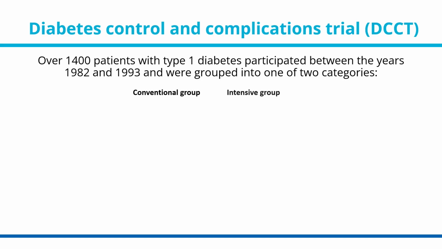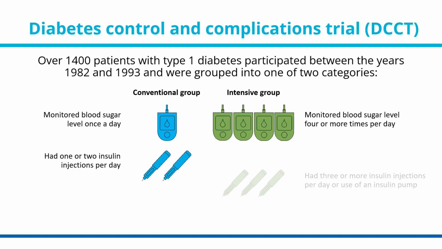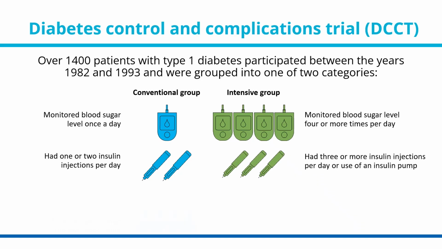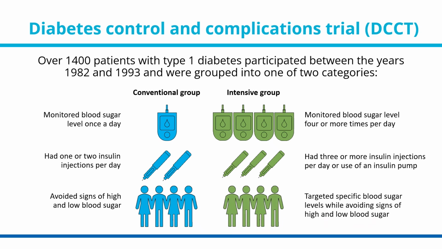The conventional group monitored their blood sugar level once a day, while the intensive group monitored their blood sugar level 4 or more times a day. The conventional group had 1 or 2 insulin injections per day, while the intensive group had 3 or more insulin injections per day or used an insulin pump. The conventional group avoided signs of high and low blood sugar, while the intensive group targeted specific blood sugar levels.